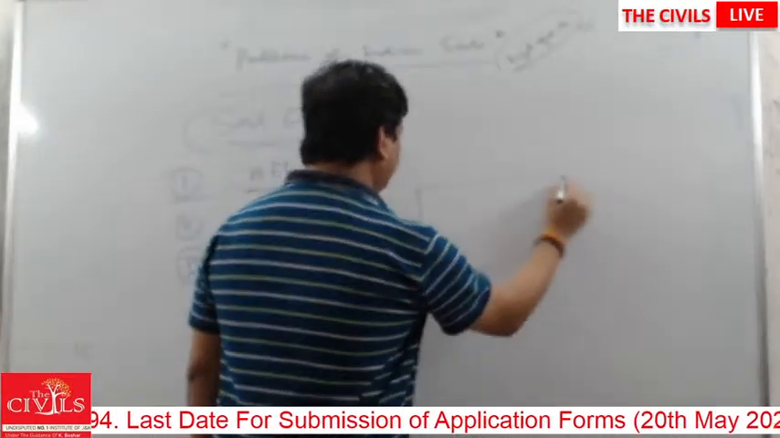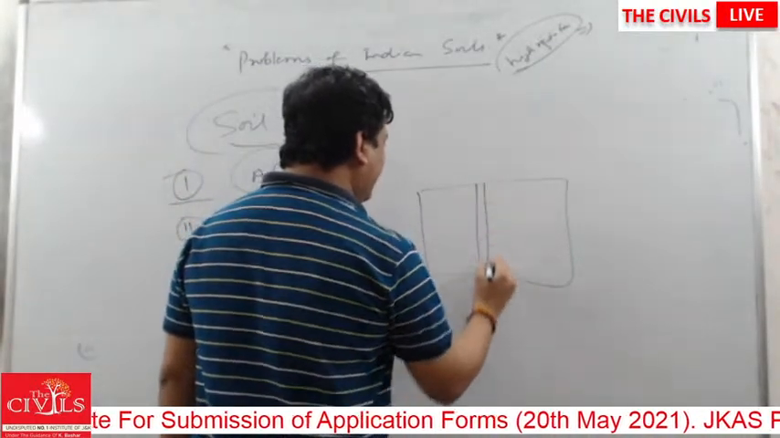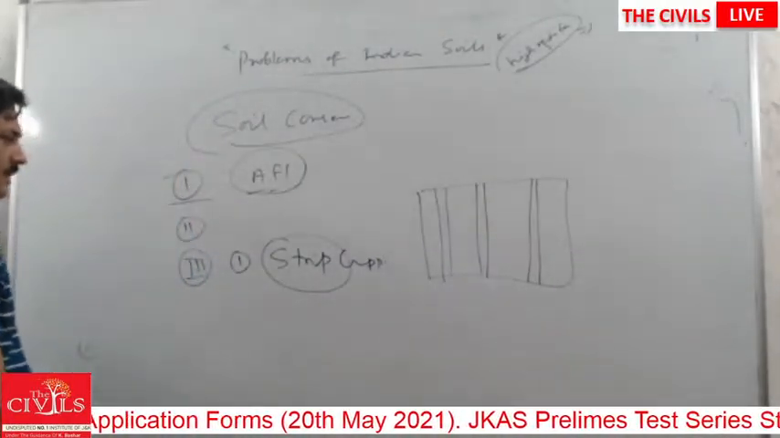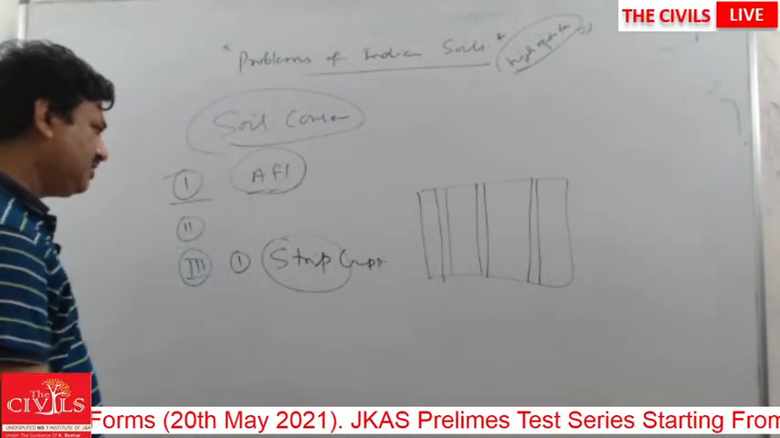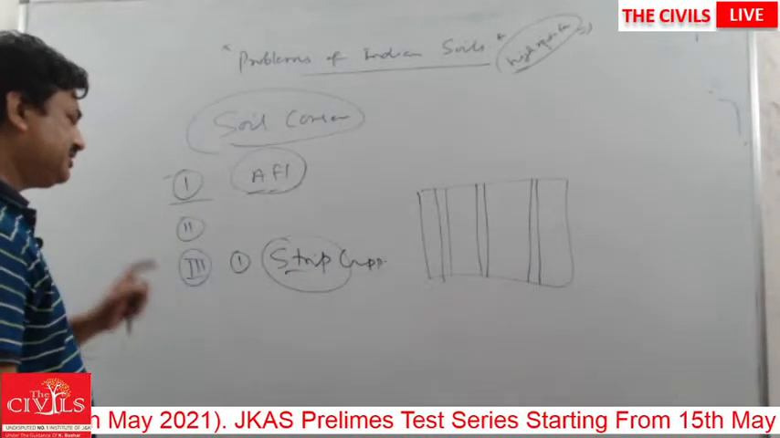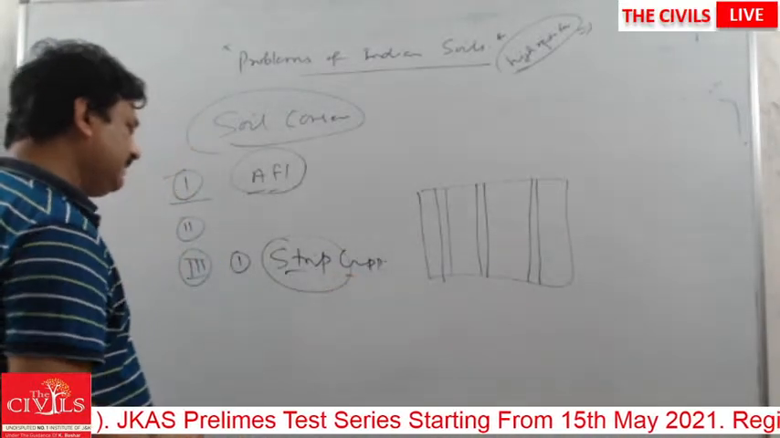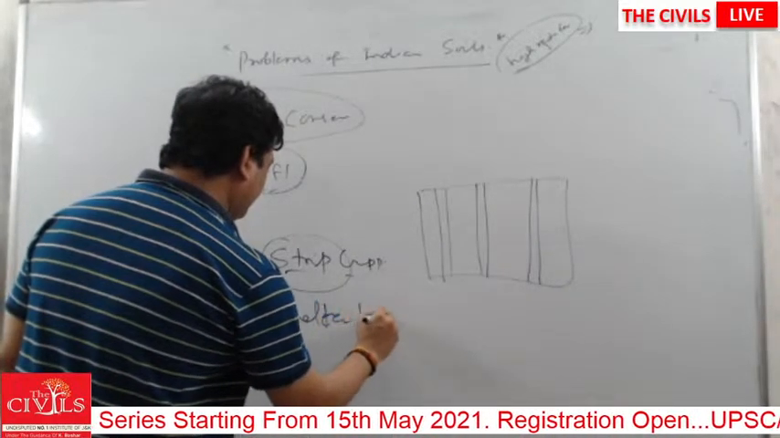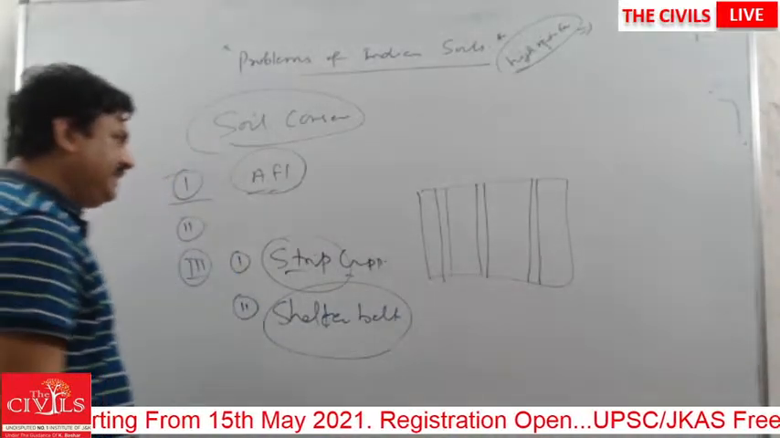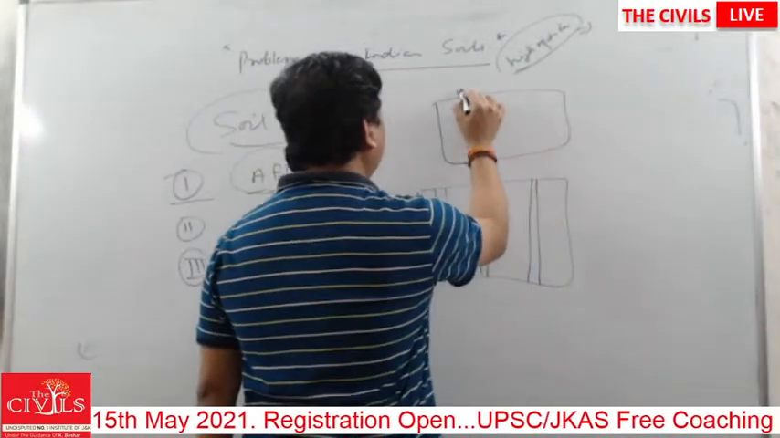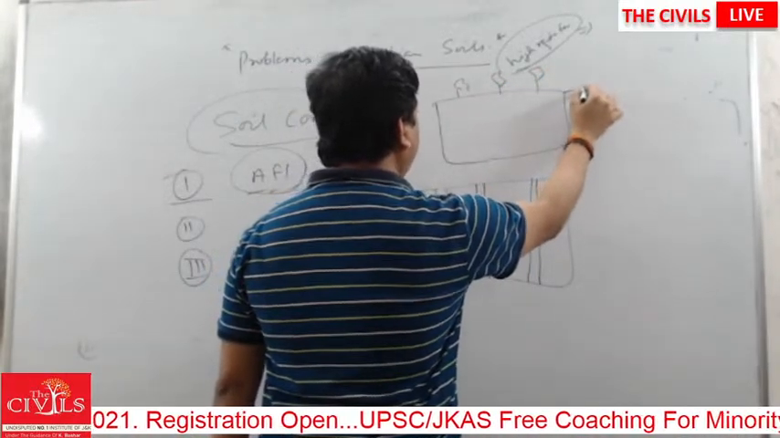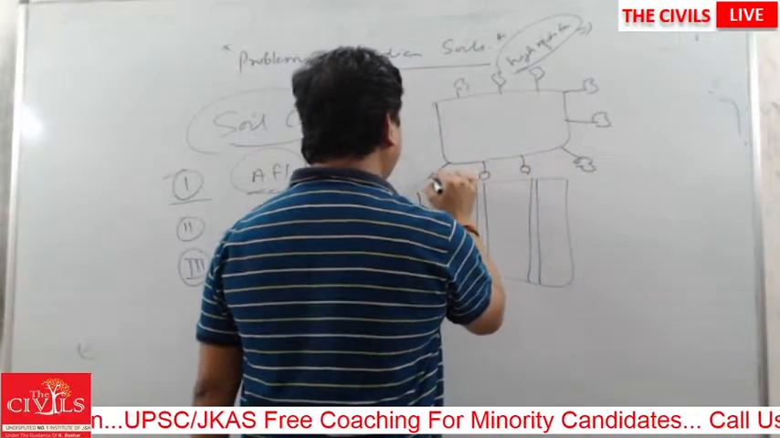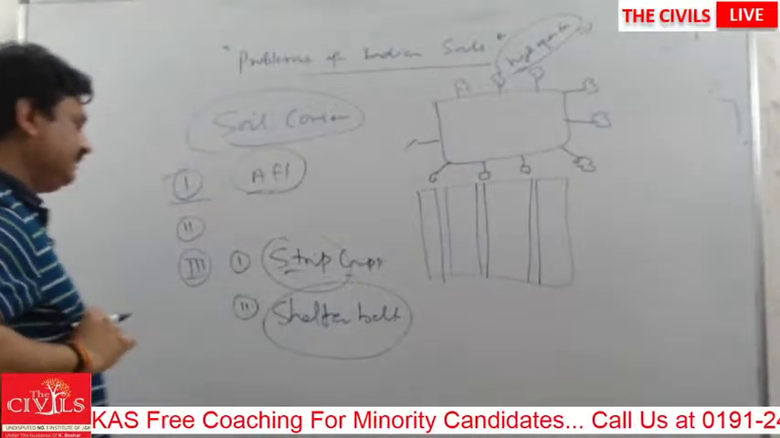In strip cropping, strips of grass are left to reduce the flow of water and wind. That is called strip cropping, and it is practiced to reduce soil erosion. Apart from that, shelter belts: in shelter belts we plant trees around the field, and these trees retard the flow of water and also check the speed of wind.